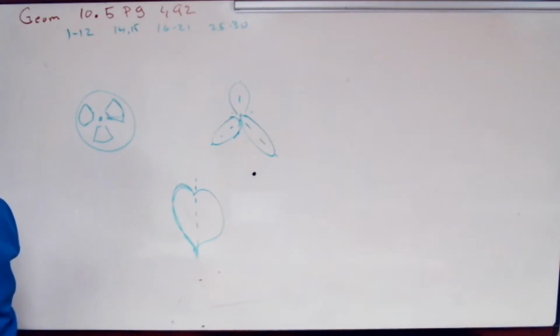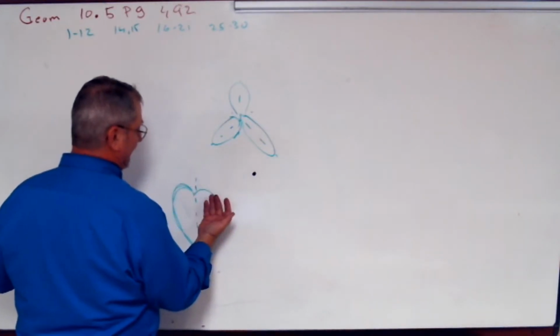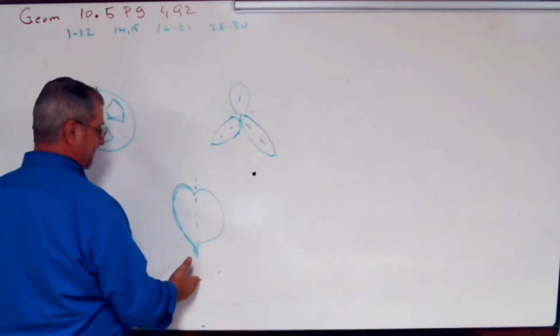It says a figure exhibits symmetry if there's an isometry besides an identity isometry that maps the figure onto itself. This one here, there's an isometry. I can take it and fold it over. That's a line of symmetry.